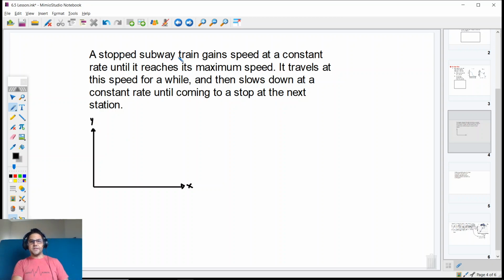So a stopped subway train gains speed at a constant rate until it reaches its maximum speed. It travels at this speed for a while and then slows down at a constant rate until coming to a stop at the next station. So this is obviously going to be your time. And let's see, subway, that'll probably be miles, right? Miles per hour. Or really just your speed, if you want to call it that.